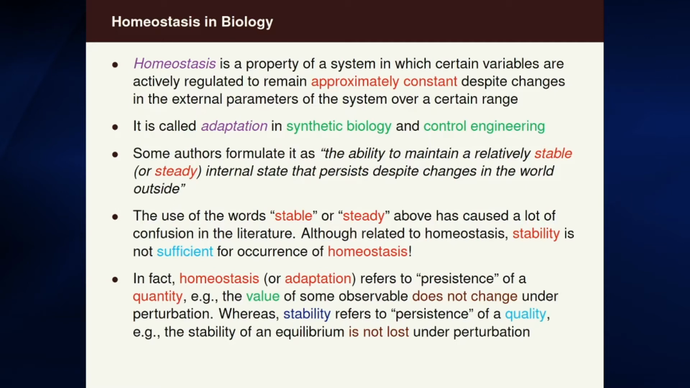Homeostasis is also called adaptation in the literature of synthetic biology and control engineering. Some authors formulate it as the ability to maintain a relatively stable or steady internal state that persists despite changes in the world outside. Usually this use of the words stable and steady can cause confusion. Although related to homeostasis, stability is not sufficient for occurrence of homeostasis. In fact, homeostasis or adaptation refers to persistence of a quantity. The value of some observable does not change on perturbation, let's say the level of the plateau in the input-output function.